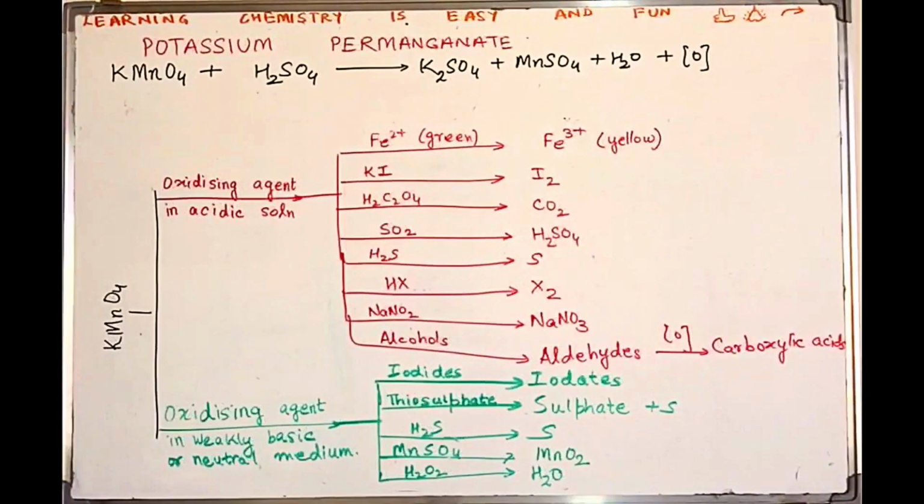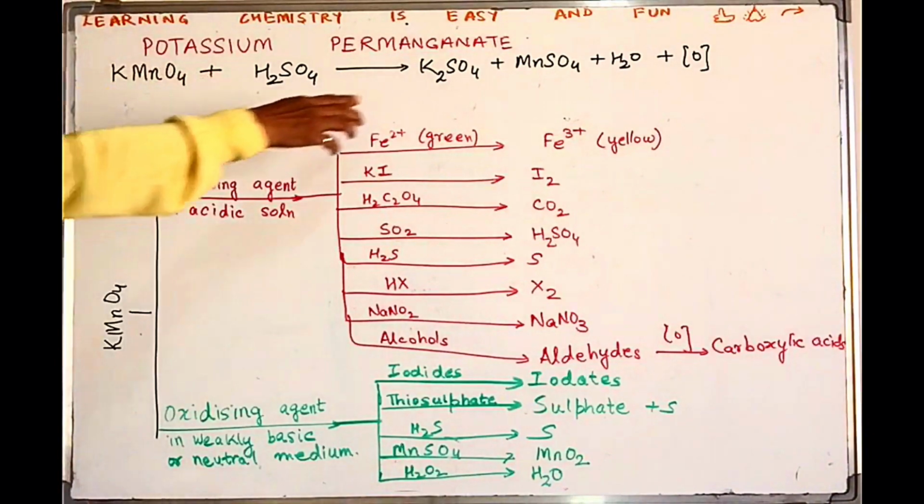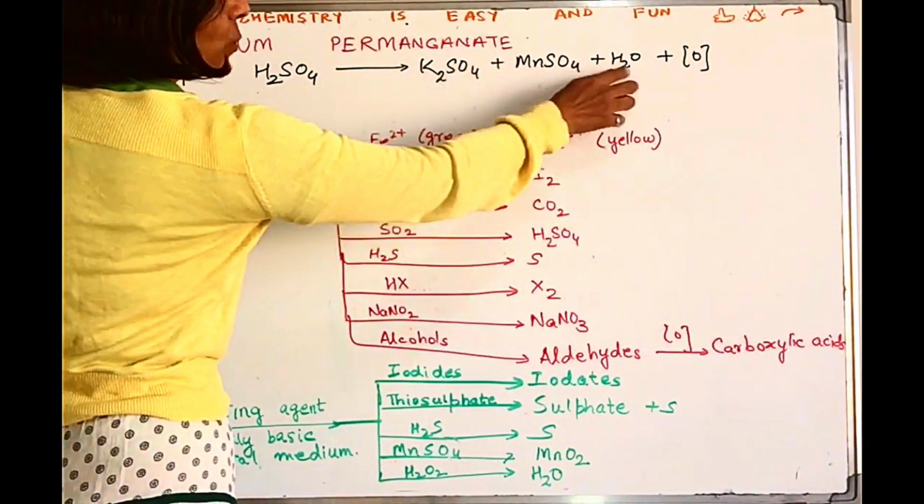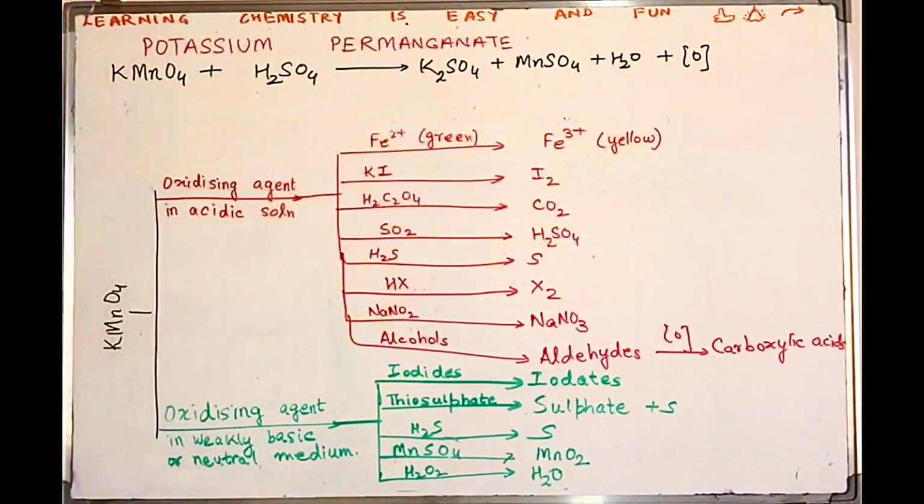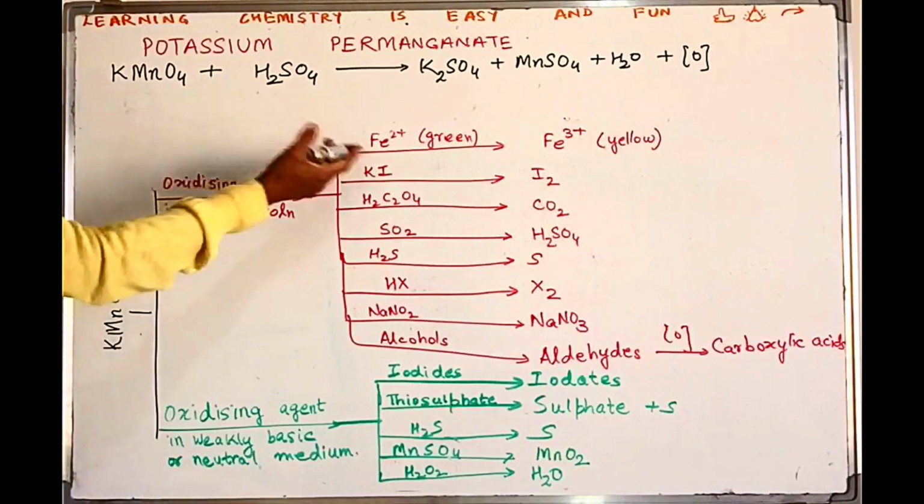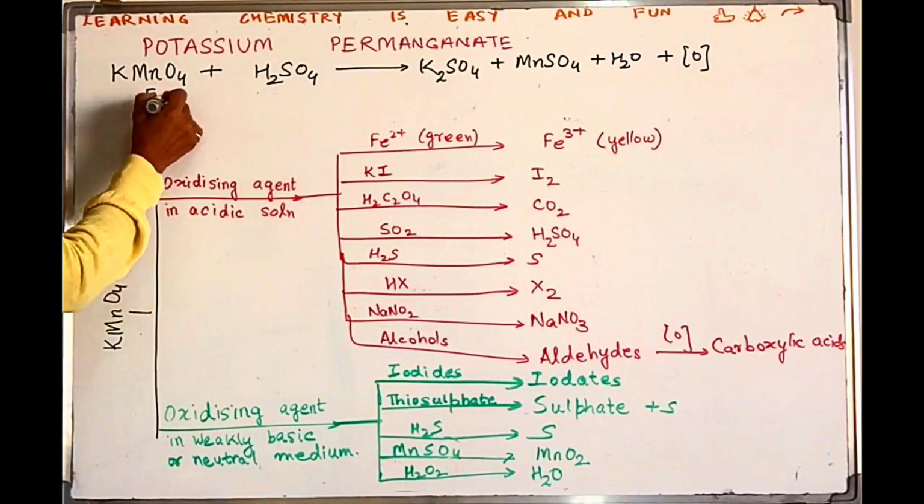Now I have not rubbed out the entire flowchart, teaching you the oxidizing behavior of KMnO4 in an acidic solution. KMnO4 plus H2SO4 gives you K2SO4, manganese sulfate, water and nascent oxygen. Oxygen generated during the course of a reaction. Now, let's see, we're taking the first one, ferrous to ferric.